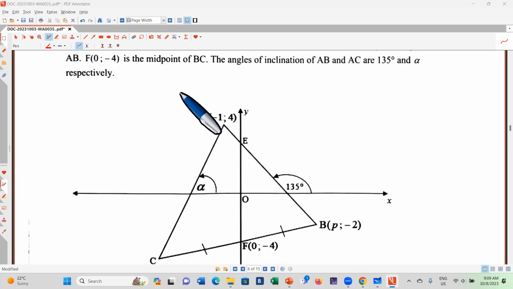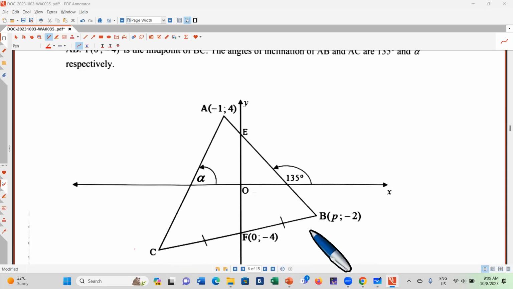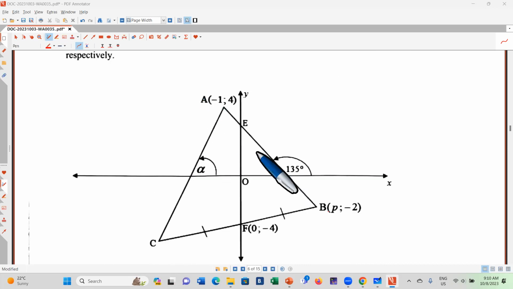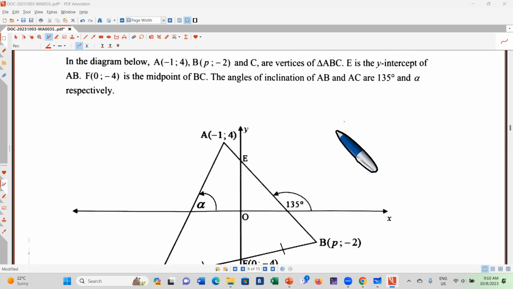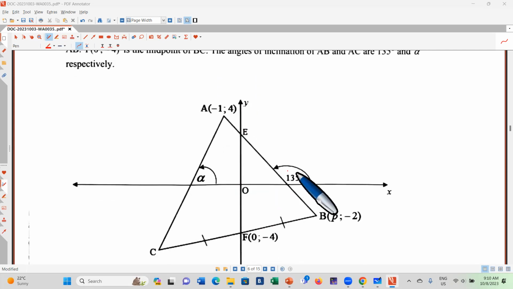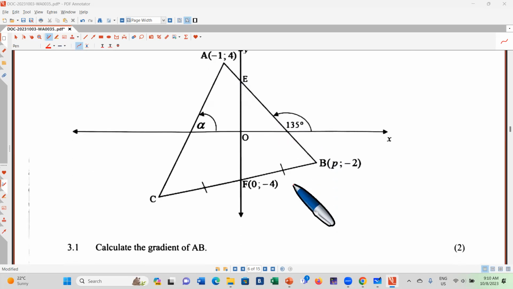F is the midpoint of BC. F is here, the midpoint of BC. The angles of inclination of AB: AB has the angle of inclination 135 degrees, and alpha, respectively. So this alpha is an angle of inclination of AC, and the angle of inclination of AB is 135 degrees. What is the question? Calculate the gradient of AB. So they wanted the students to be able to calculate the gradient of the line AB.